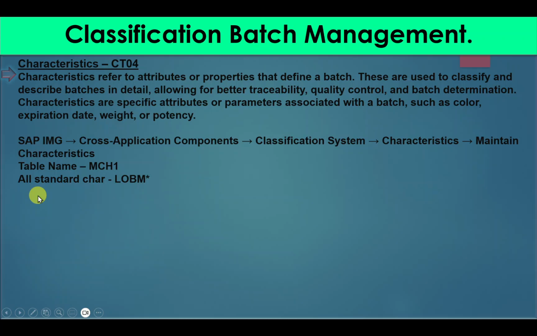The T code is also the same. So characteristics refer to the attributes or properties that define a batch. Those attributes can be anything, for example your weight, potency, then your shelf life or expiry date, any kind of characteristic is possible. And as I said earlier, SAP has provided certain standard characteristics for batch management, and we can check those characteristics. Those start with LOBM. So let's see how to check those characteristics.